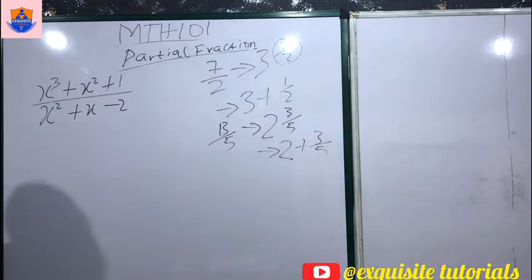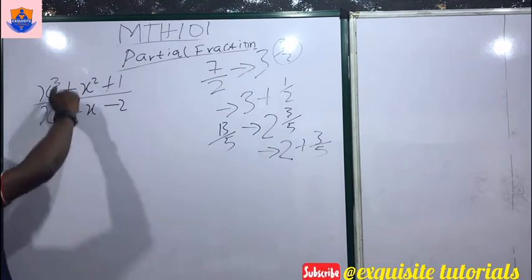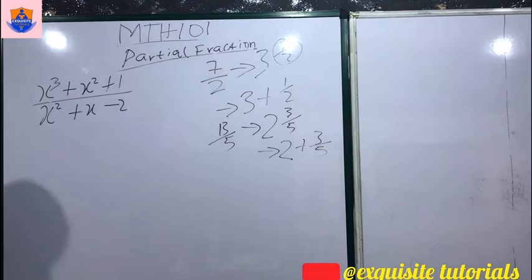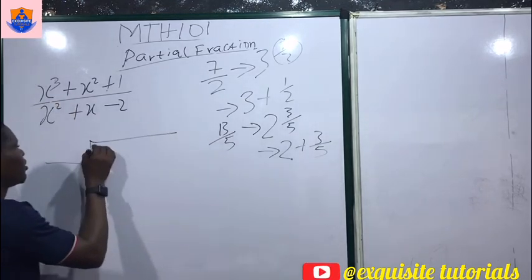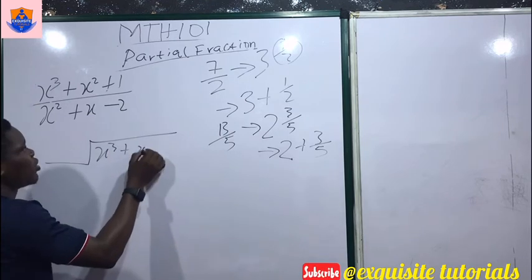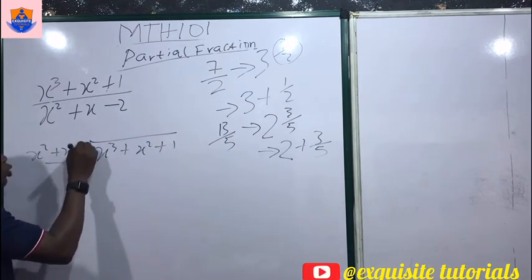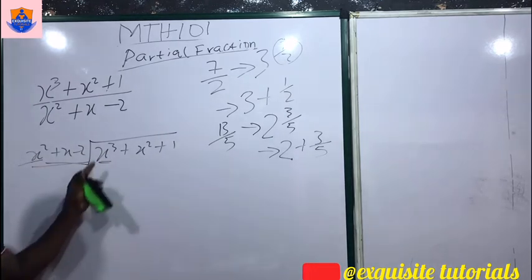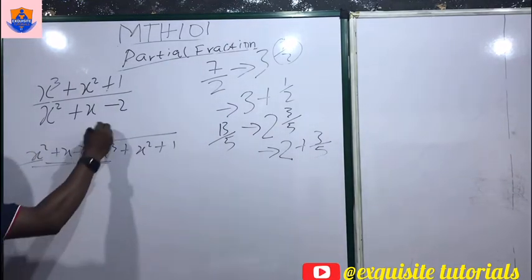Because the power of x here is greater, let's divide. If it was 2 also, you would still have divided both of them. So we have x cubed plus x squared, long division, by x squared plus x minus 2. The first thing is you are working with this term and this term. Arrange it in descending power of x. So x cubed divided by x squared is x.